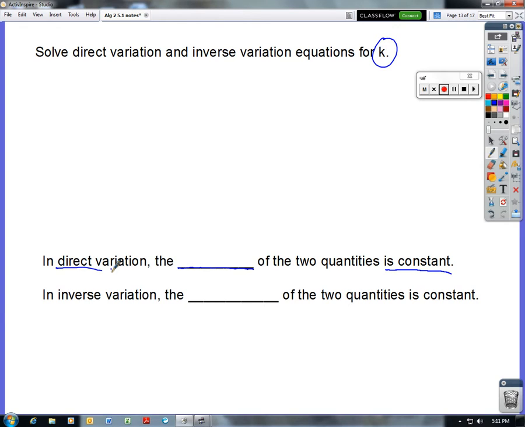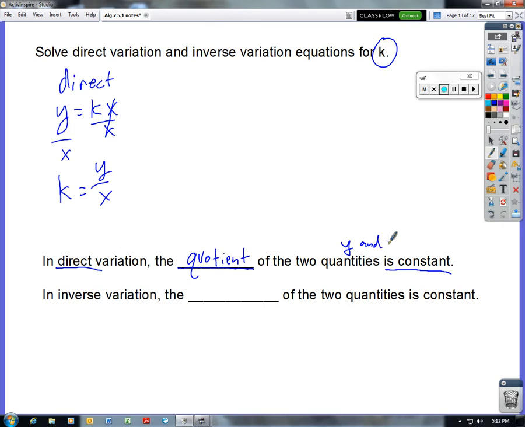Okay, so we're in direct variation. We know that in direct variation we have this formula, y equals k times x, right? We used that one earlier. But it wants to know when the constant is these two quantities. So let's basically solve for k and divide both sides by x. So k is equal to y over x, when the quantities are being divided. So when they're divided, what do we call that? Well, we call that the quotient. The quotient of the two quantities, y and x.